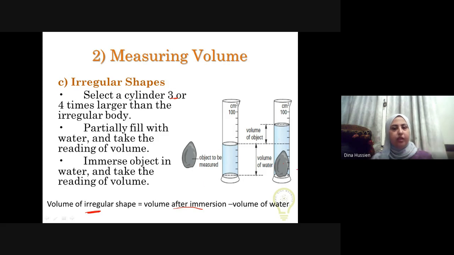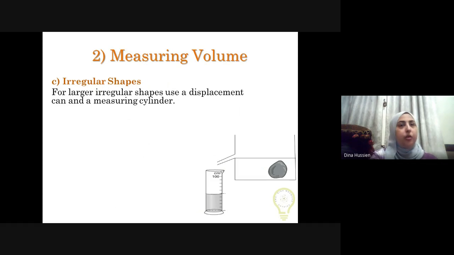Then when you add the irregular shape, simply read the difference and so on. But what if this irregular shape is very big and I don't have a big enough cylinder? We use the same method, but differently. I get a big beaker like this and make a small opening in it, and put a hose or nozzle in it. I fill the beaker with water up to the tip of the nozzle or the opening I made, and down there I place a graduated cylinder.